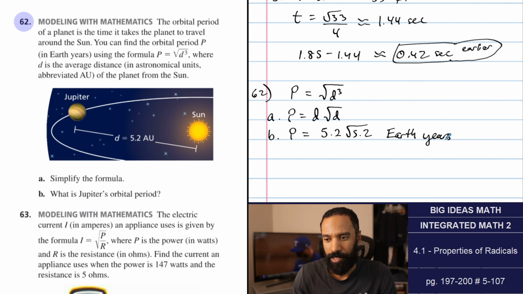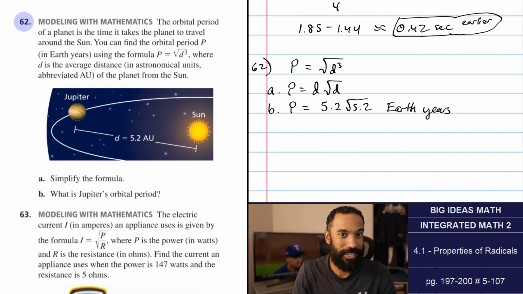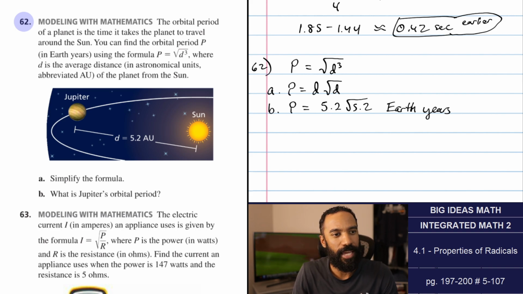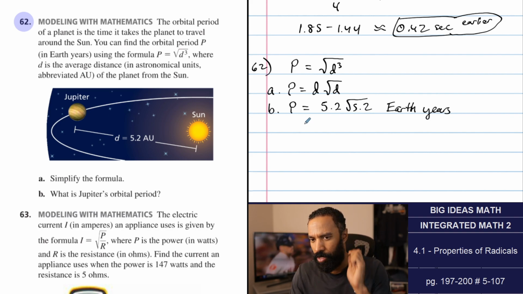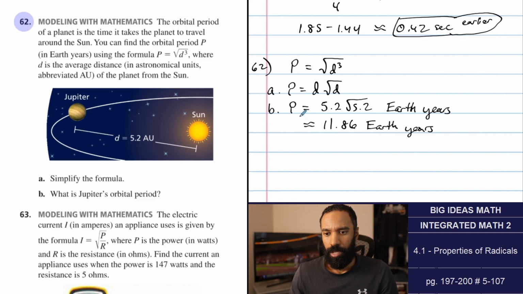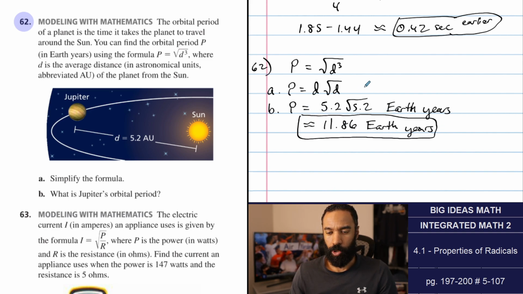Now that's exact. Let's round it because I'm much more curious as to seeing an exact number where I can. 5.2 times the square root of 5.2. It's going to be somewhere a little more than probably 12, 11 or 10 or so. Yeah, 11.85. Sorry, I'm seeing it on my calculator. 11.857. I'm going to do 11.86 Earth years. It takes about 12 years for Jupiter to orbit the sun.